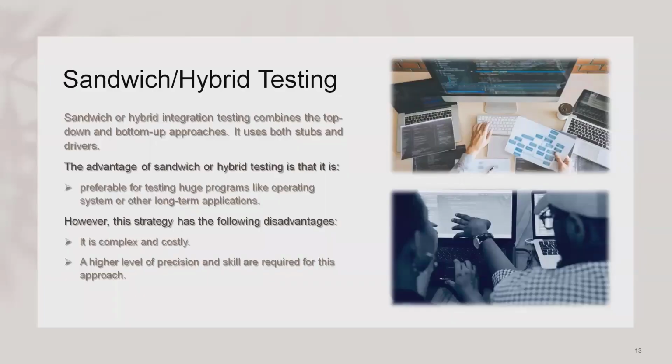Next is sandwich or hybrid testing. Sandwich or hybrid integration testing combines the top-down and bottom-up approaches. It uses both stubs and drivers. The advantage is that it is preferable for testing large programs like operating systems and other long-term applications.